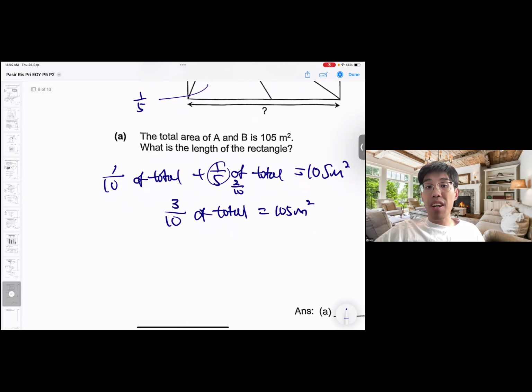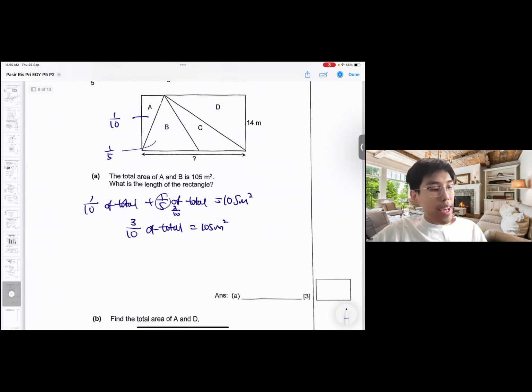Can. But before we find the length of rectangle, we need to find the area of the rectangle.